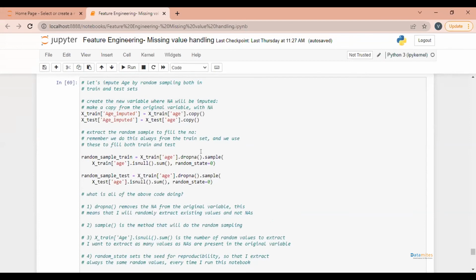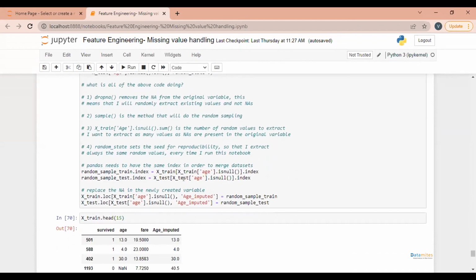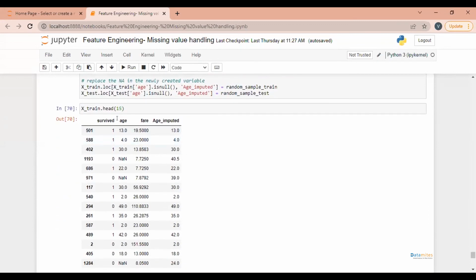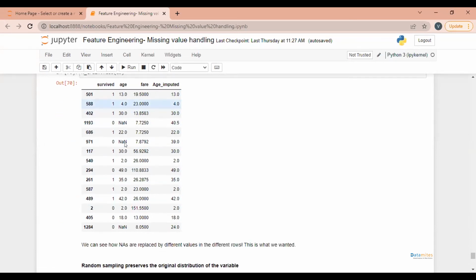And then we will use the dot sample method, which will generate a random sampling of values. It will extract them from the same sample and impute all of the NaN values with it. Okay, and this is what we have done. If you see the data frame, in the age column we had certain missing values, and we have imputed them with random values. These random values are chosen from the age column itself randomly, without any priorities.